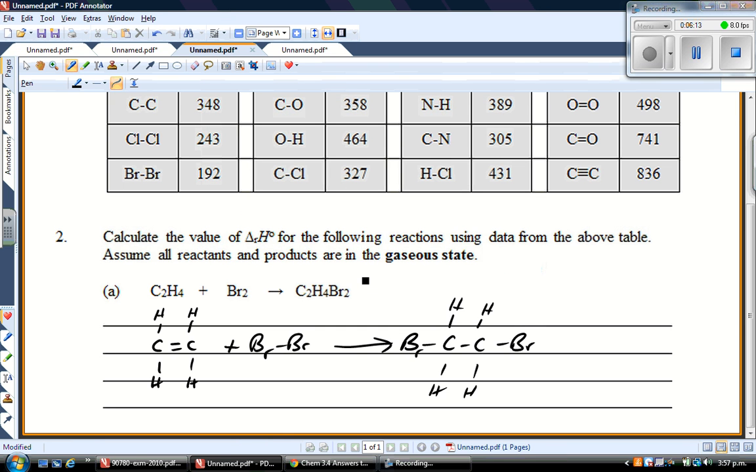Okay, so that's what we're going to do. We're going to break every single bond on the left hand side and then form every single bond on the right hand side.